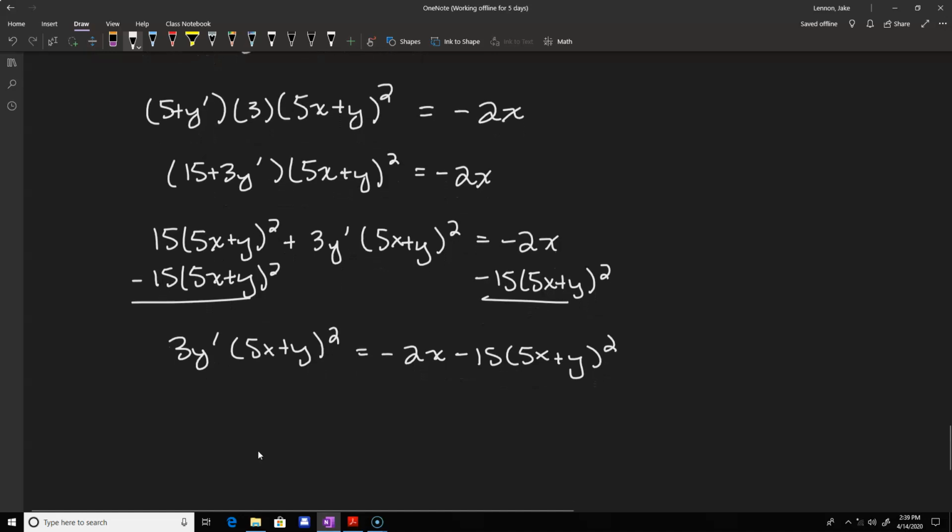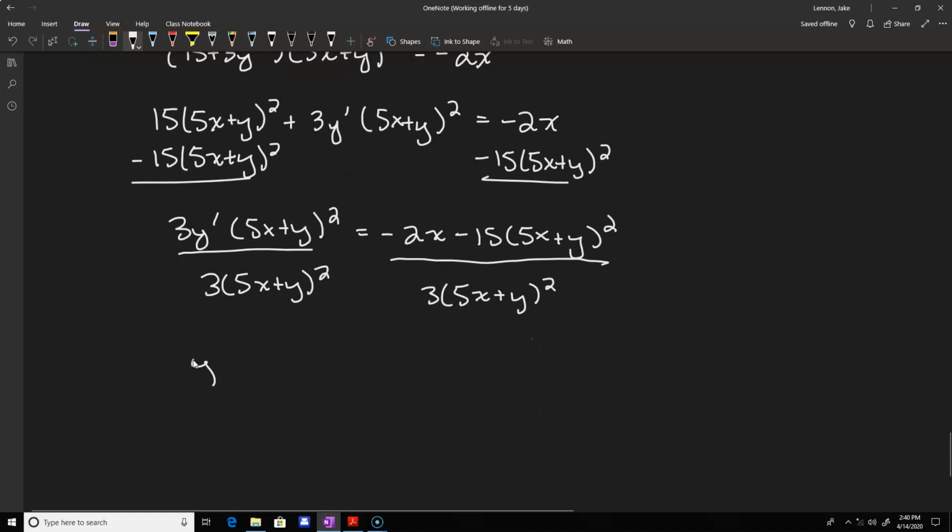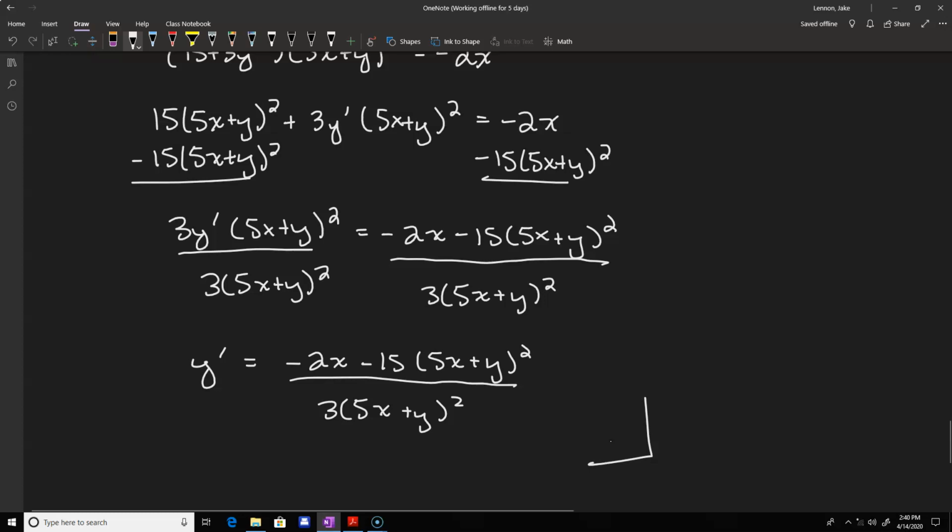And so to isolate y prime, we just divide by 3 times 5x plus y quantity squared on both sides. And then we'll have y prime all by itself. So y prime will equal minus 2x minus 15 times 5x plus y quantity squared, divided by 3 times 5x plus y quantity squared. So it's a big old mess, but we did our job of isolating y prime, so that's how we know the implicit differentiation is finished.